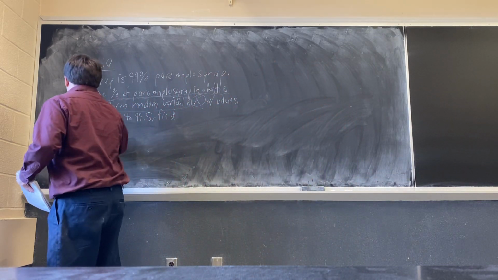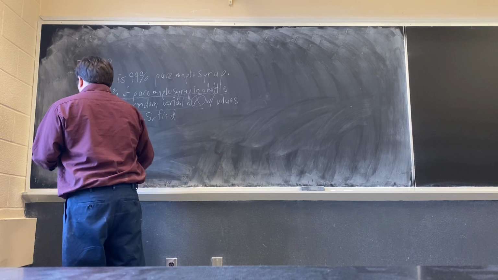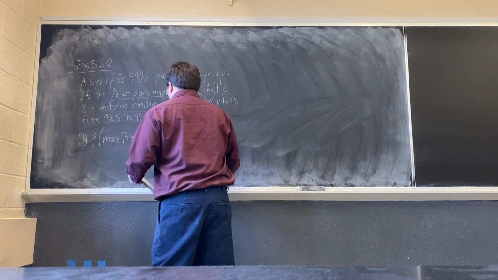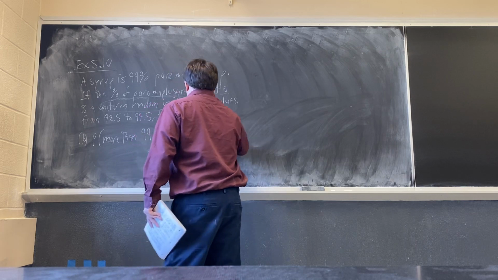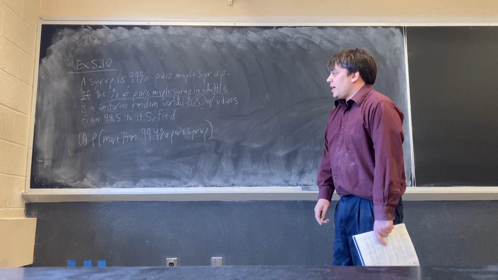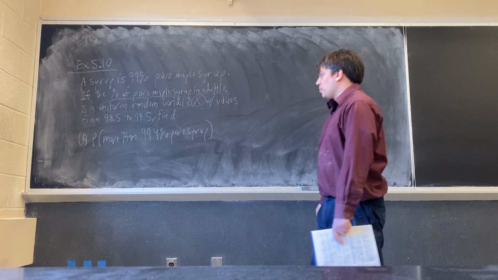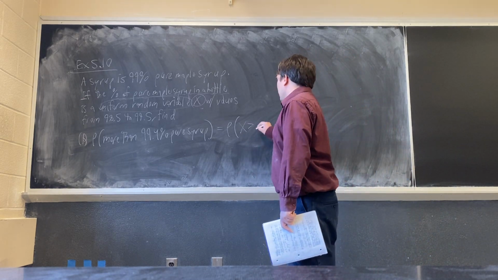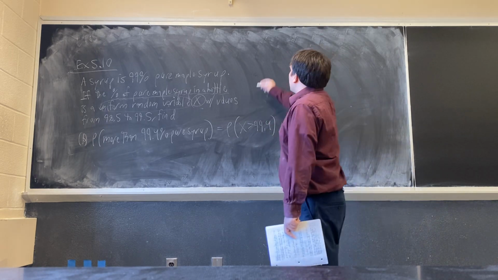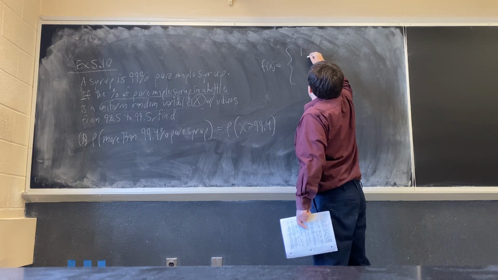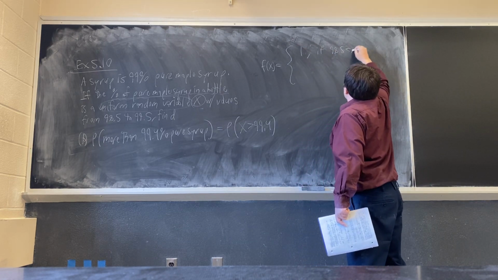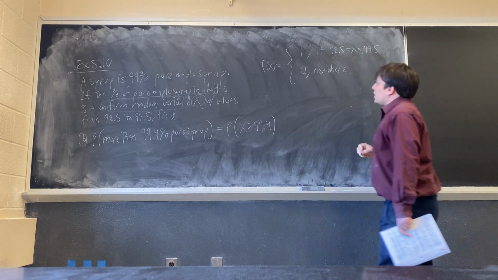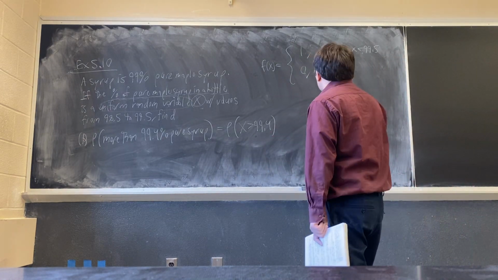Okay, for part B, we want to find the probability of more than 99.4% pure maple syrup. Okay, so we want to find the probability that we have more than 99.4% maple syrup. Well, x is the percent of maple syrup, right? And so we want the value of x to be greater than 99.4. We still have the same probability function. f of x is equal to 1 if 98.5 is less than x less than 99.5 and 0 elsewhere. Okay? And so we want the probability that x is greater than 99.4.